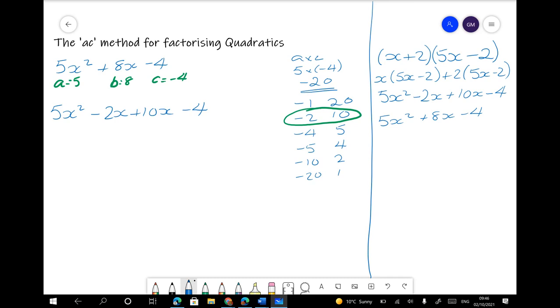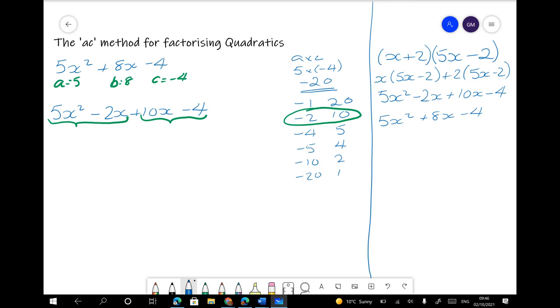And actually, if we look back across when we multiplied this out, what you can see is that that is actually our second last line, the line that we then simplified into 5x squared plus 8x minus 4. So what we're doing here is working backwards. Working backwards, the next thing to do is to start putting it back into brackets. To do that, we're going to take a common factor out from our first two terms and a common factor out from our second two terms.